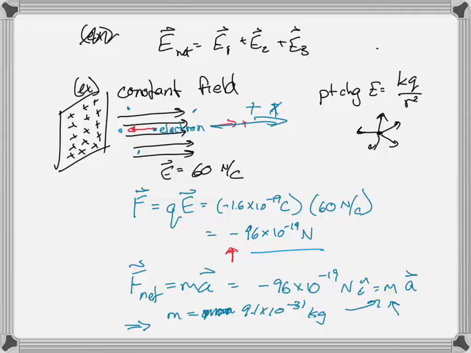So let's talk about how we get a constant field. I already hand waved and said it comes from a sheet, a two-dimensional sheet of charge, right? So constant field, two-dimensional sheet of charge. Let's go ahead and calculate the electric field due to a sheet of charge.